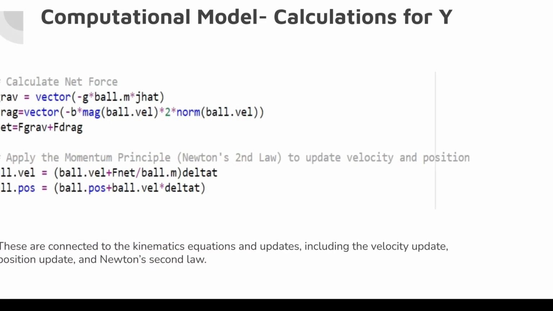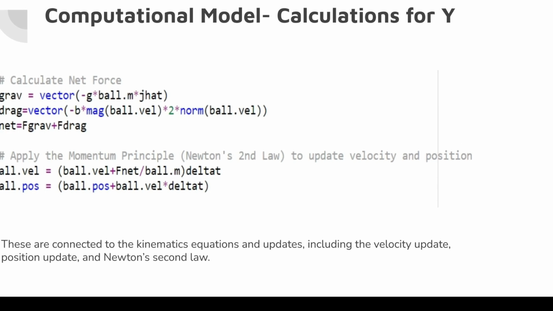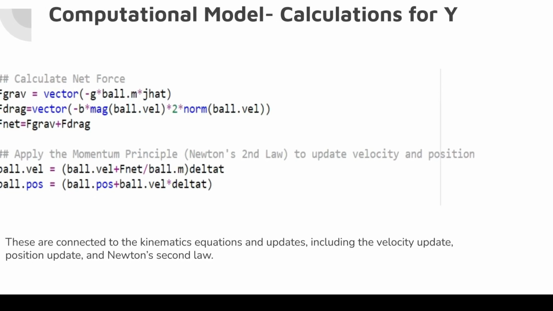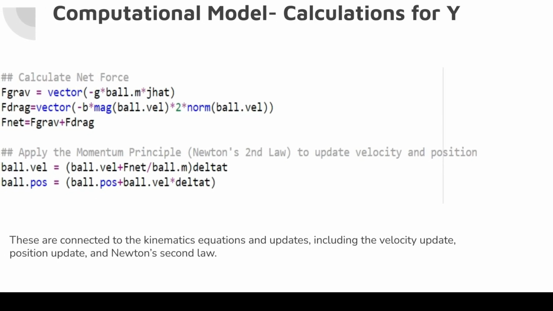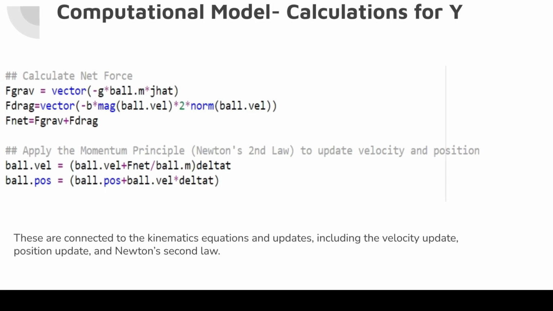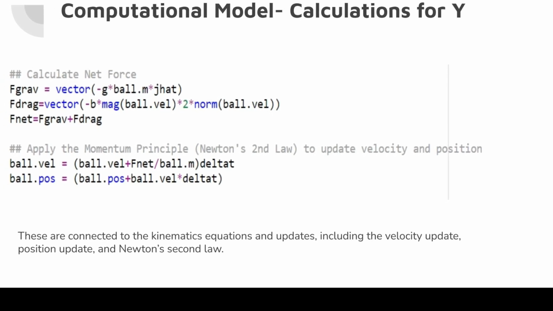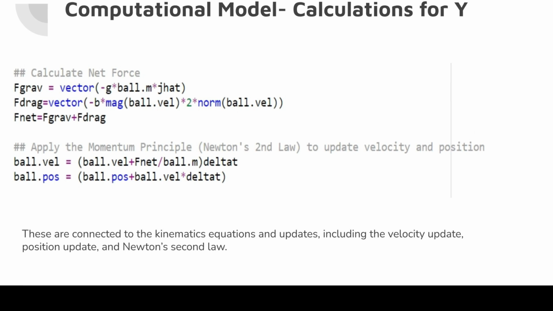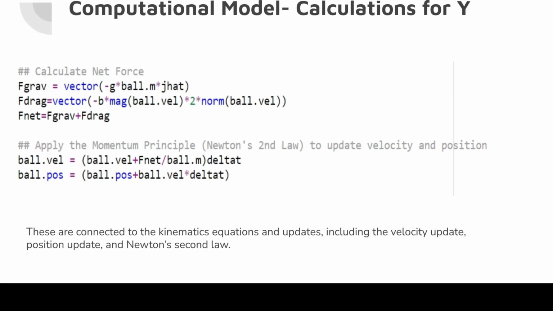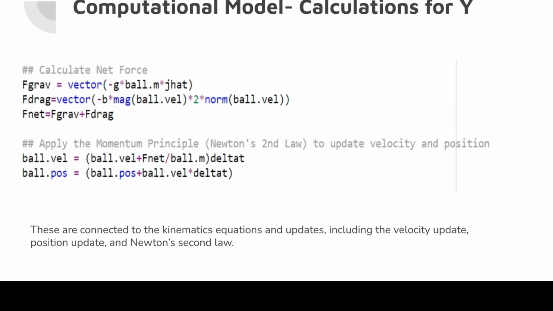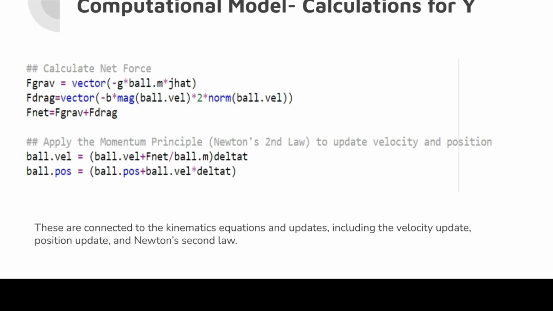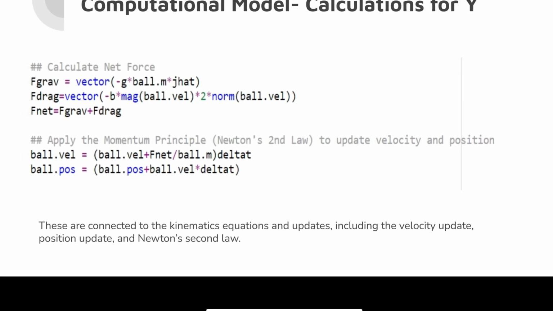For our computational model, calculations for Y, this is what it looked like. So we had the gravitational force and then the drag force and then F net, which is going to be the gravitational and the drag force summed. And then we defined the ball's velocity. So this is just going to be based on our kinematics equations before, and same for the position. So this is going to be the velocity update and the position update here.